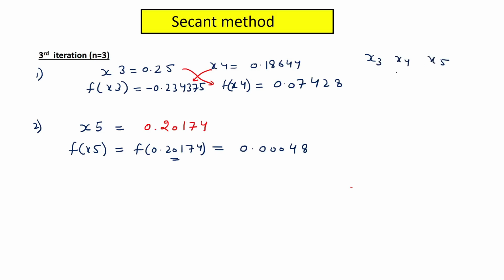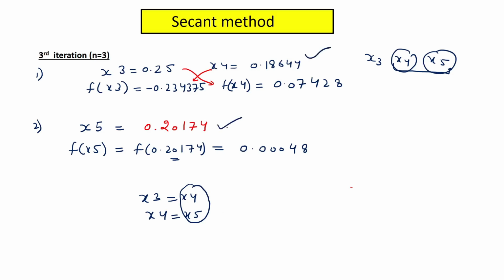So what are the new boundary values that we will be using in the fourth iteration? Again you can see that we will be using x4 and x5. How? Because x3 will be going to x4 and x4 will be moving to x5. So simply we can say x4 and x5. These values will be used in the fourth iteration. So this is my x4 and this is my x5. Let's write these values in our fourth iteration.